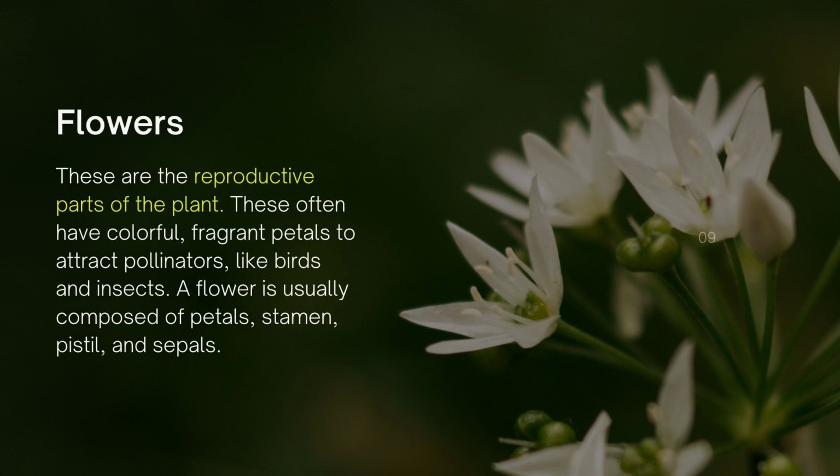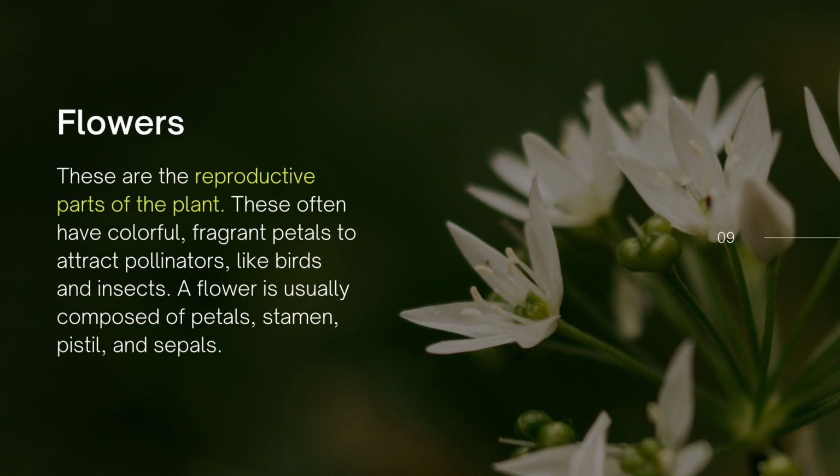Flowers. These are the reproductive parts of the plant. These often have colorful, fragrant petals to attract pollinators, like birds and insects. A flower is usually composed of petals, stamen, pistil, and sepals.